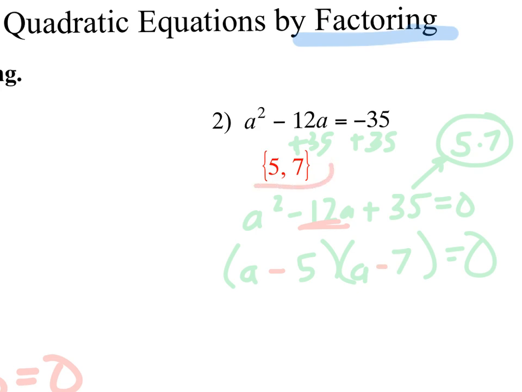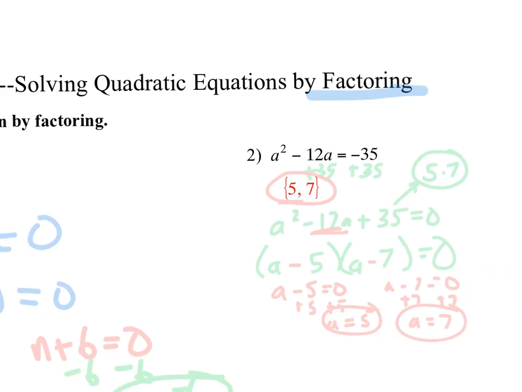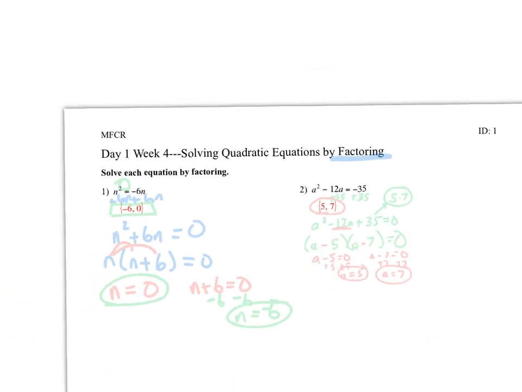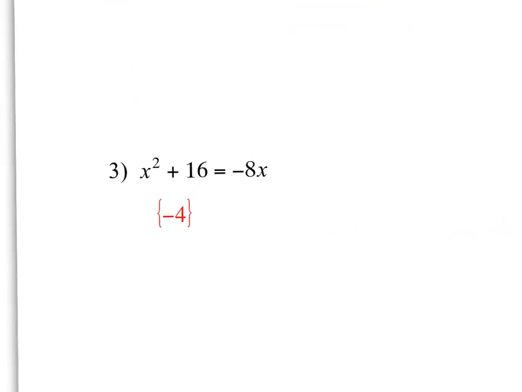And if you notice the answer is positive, it's because they did the last step. When you set it equal to 0, you will get the opposite answer. You will add 5, a equals 5, and you will add 7, and a equals 7. Those are your 2 answers, 5 and 7. Now, all the other problems are just going to be variations of that problem we just did on number 2.